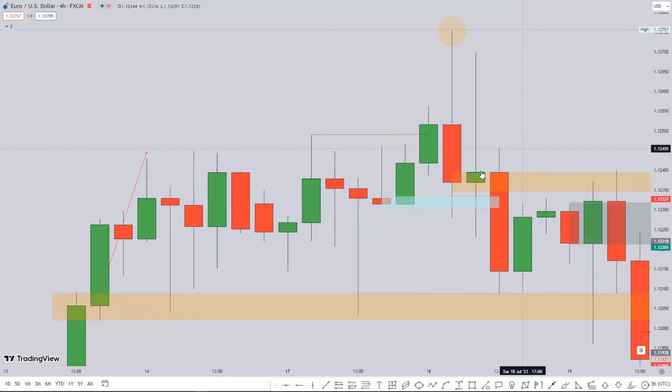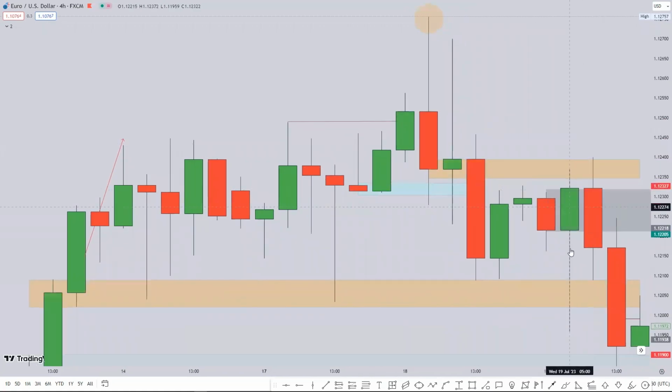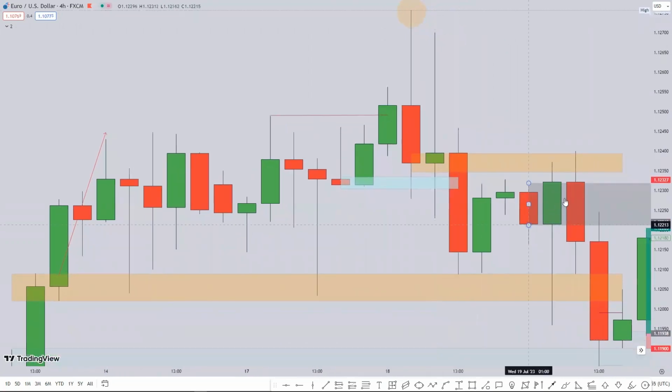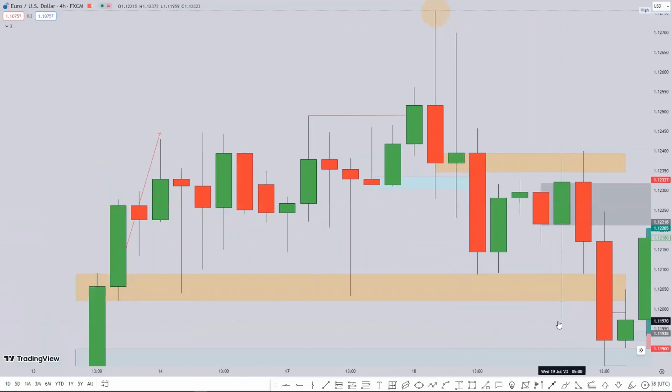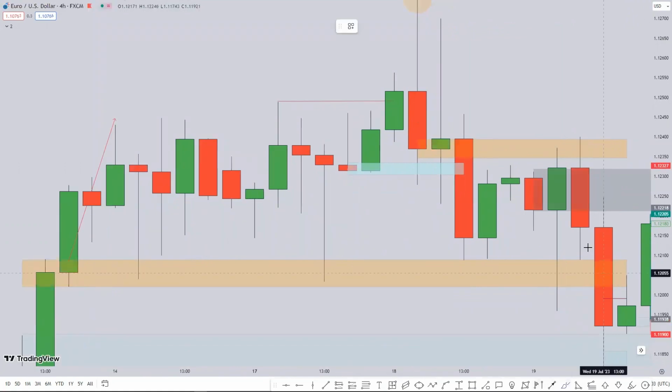Now the market went to this OB to reject. There is no price close above, just a wick. Then there was a wick here, which was lower than these lows. And then we finally got a candle close here. This candle closed in that zone.